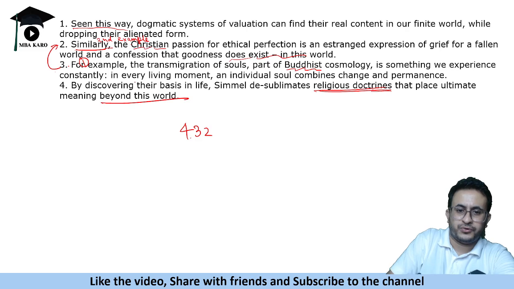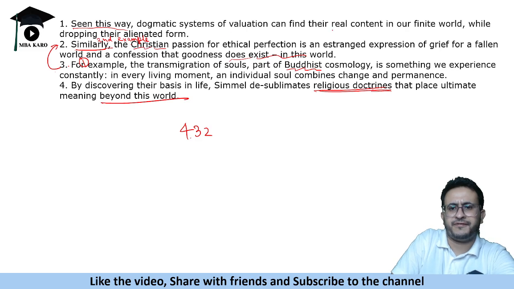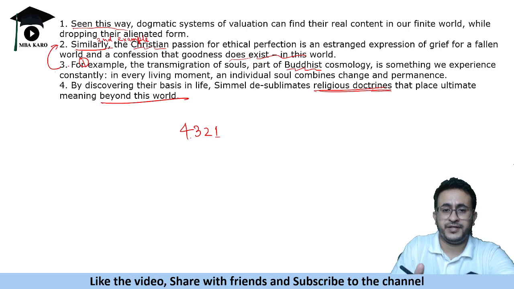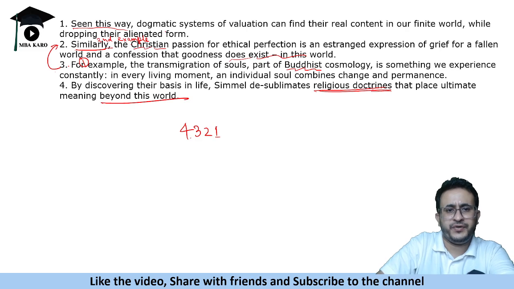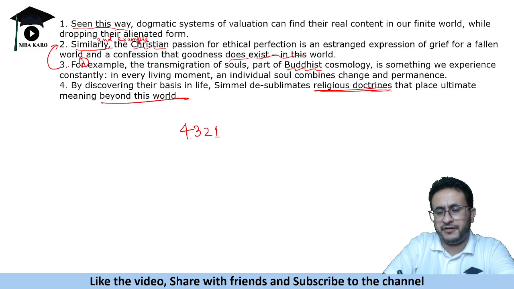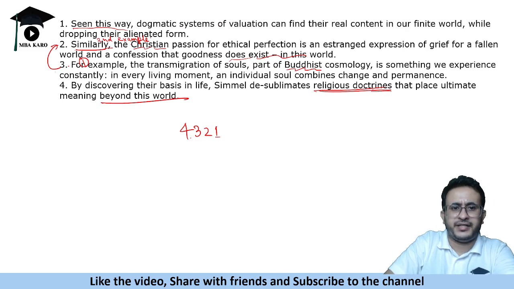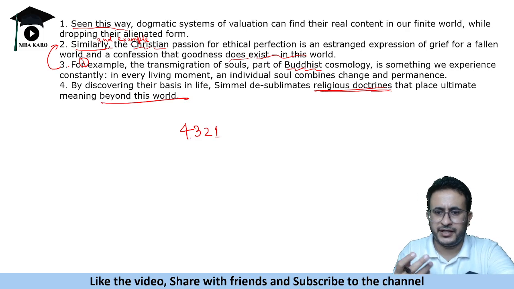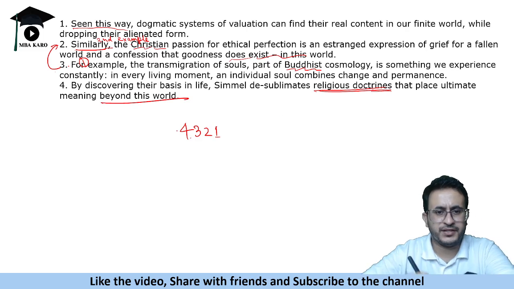example 2. Okay, and then seen this way, dogmatic systems of valuation can find the real content in our finite world while dropping their alienated form. So it talks about the conclusion of this, right? Seen this way means how we see these religious dogmatic systems, they find their real content in our finite world while dropping their alienated form. So it talks about that something is beyond this world, right? So this is the correct order.